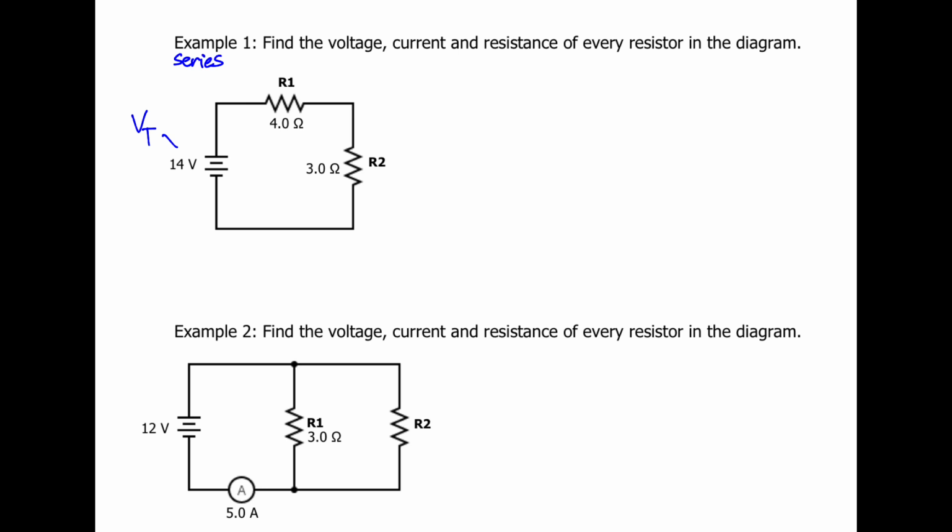So total is at the battery. All right. So we want to find the voltage and current and resistance of every resistor in the diagram. So basically, we want to find the three things about electricity we learned yesterday at every point on the circuit. That's the main goal. It's kind of like solving the trigonometric triangles where you find each side and each angle. Those kinds of things.